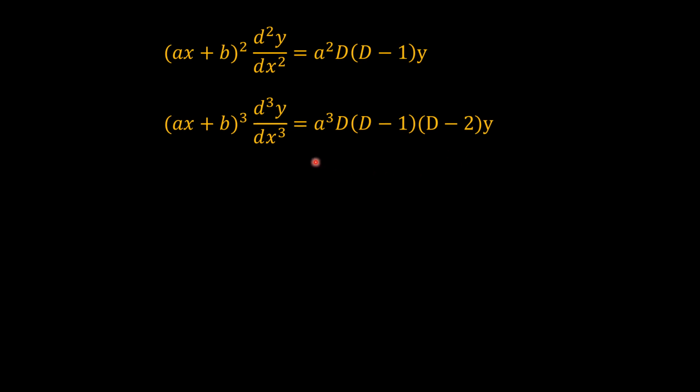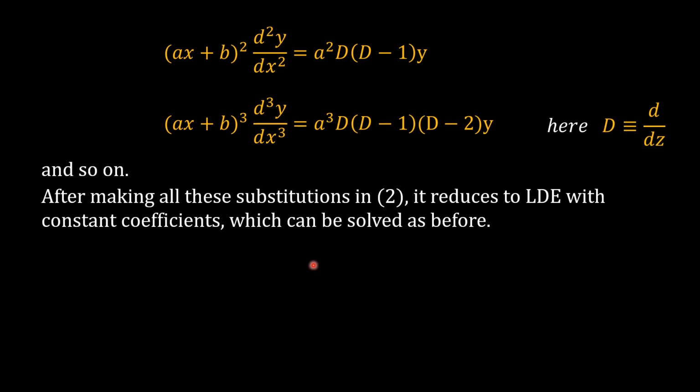So likewise we can replace all the terms, and therefore the differential equation 2 will be reduced to the linear differential equation with constant coefficients. Once we get such a linear differential equation, it will be solved using the methods that we have studied. So this is Legendre's linear differential equation. So these are the two equations which can be reduced to linear differential equations with constant coefficients. Now we will see the examples.